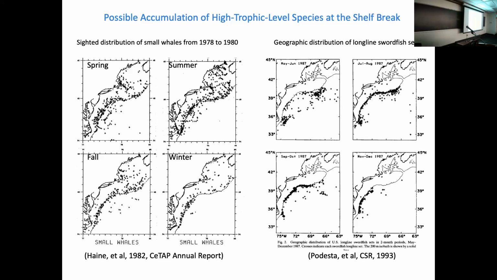And then let's look at the humans. So those are fishermen, the longline swordfish sets, where they put their nets down or their hooks down. So you can see a lot of times they put them right along the shelf break. So we like to think there's something special going on there. And so that's the motivation for why we care about this particular region.